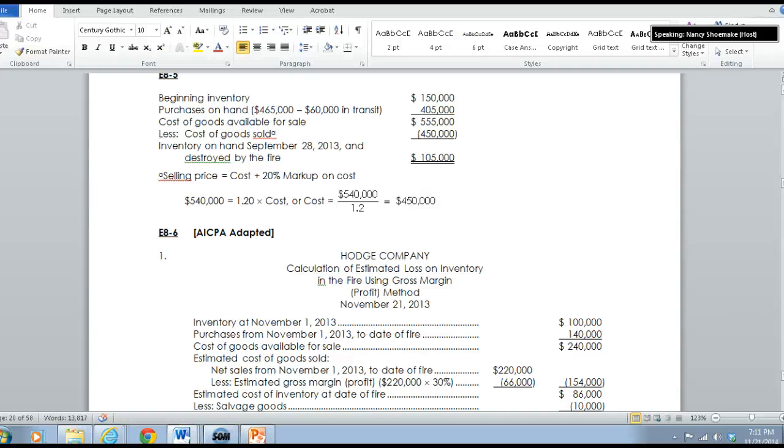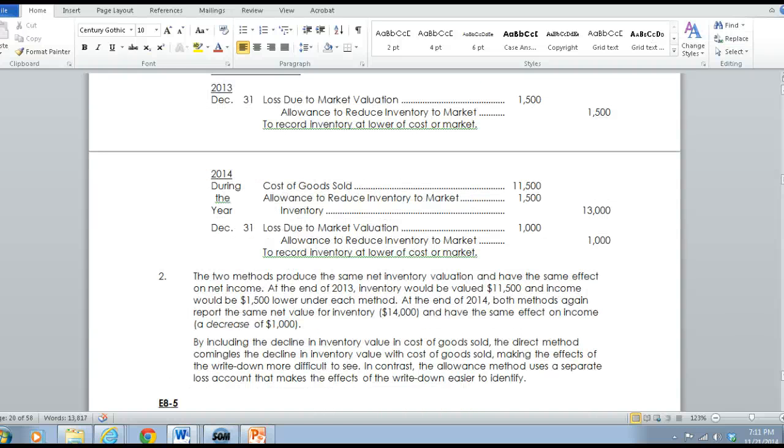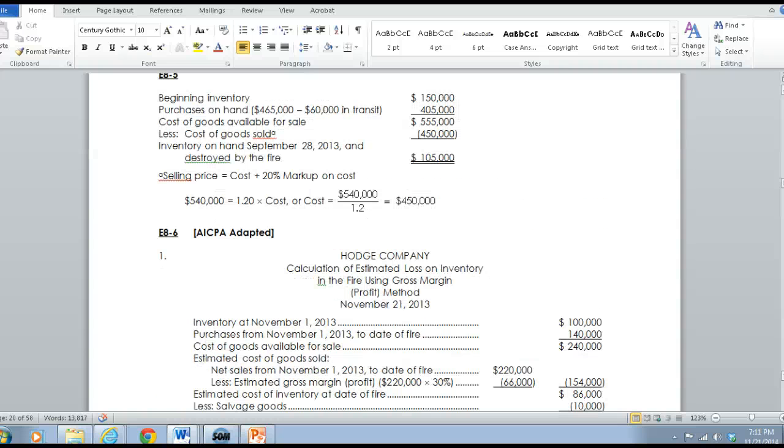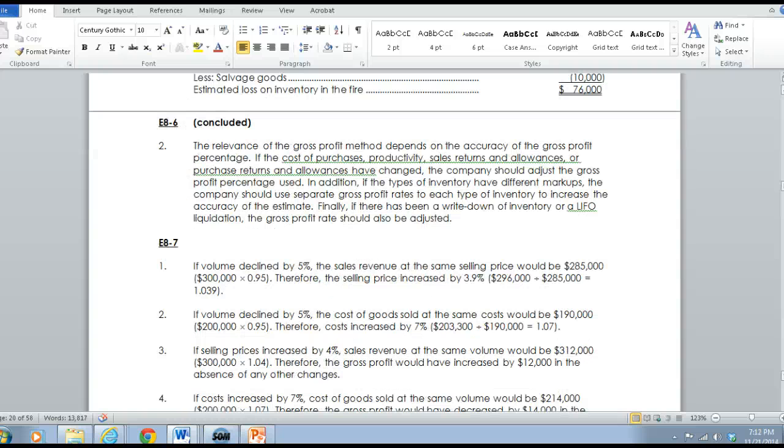So ideally, the allowance method allows you to really see how that inventory was written down. Okay, let's take one second here. Let me find one more and then we're going to be good.